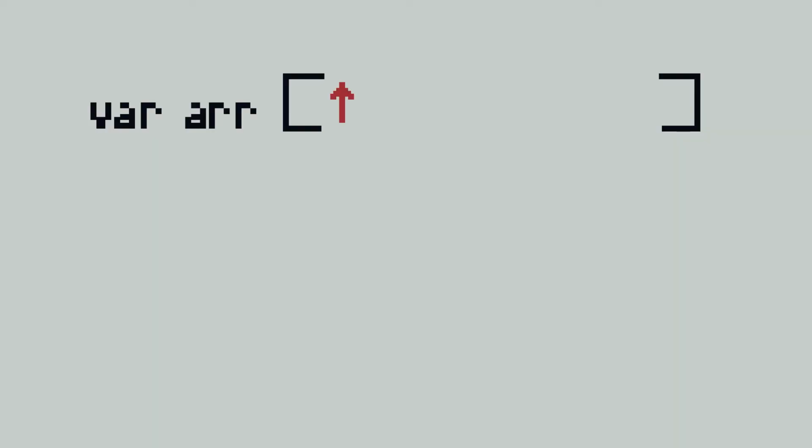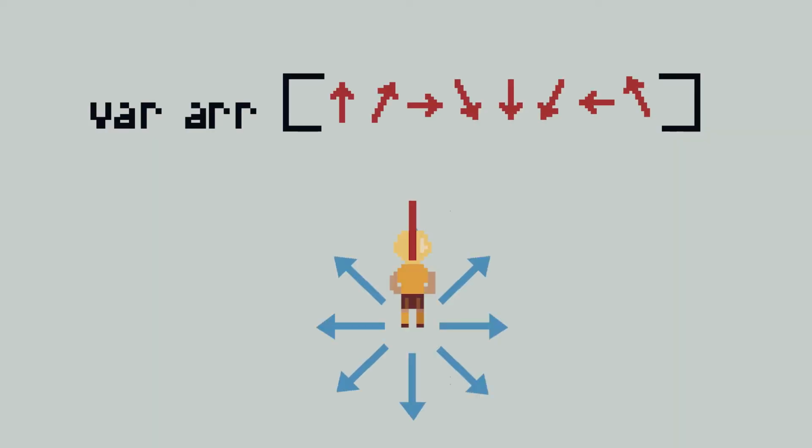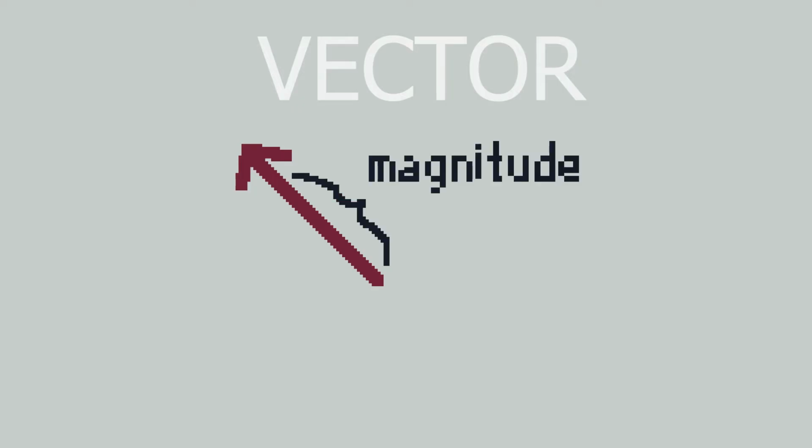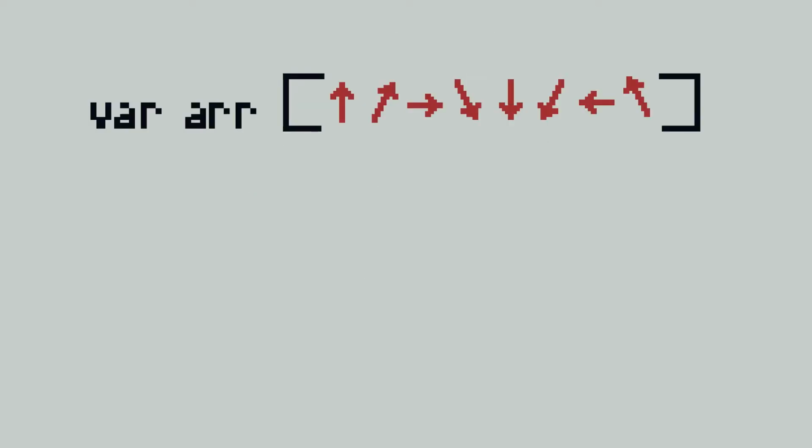And in order to start off our implementation, we need an array of 8 directions. Each direction represents which way our entity can go. Now in game dev, instead of saying direction, we say vector. So with vectors, not only do we know where, but we also know how fast, or the magnitude. Okay, so we have an array of 8 vectors.